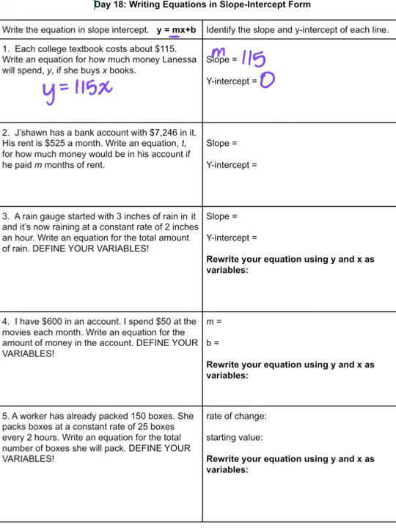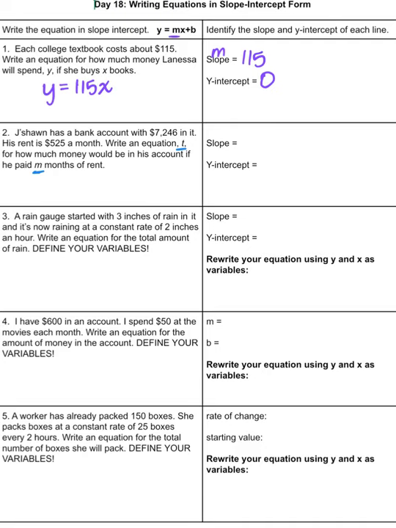All right, let's try another. Jashawn has a bank account with $7,246 in it. His rent is $525 a month. Write an equation T for how much money would be in his account if he paid M months of rent. All right, so this time we have T and M as our variables.